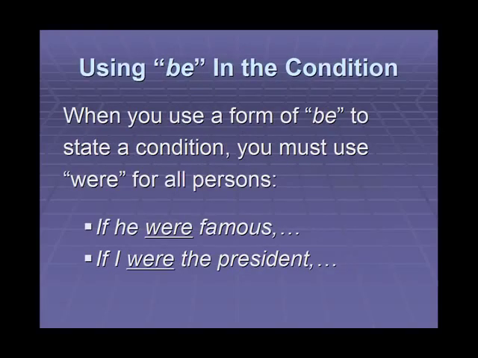Be careful using be in the condition. When you use a form of be to state a condition, you must use were for all persons. If he were famous, if I were the president. Now in very informal English, you will hear Americans use was. If he was famous, if I was the president, but that's only the case in very informal English. You really should use were for all persons.